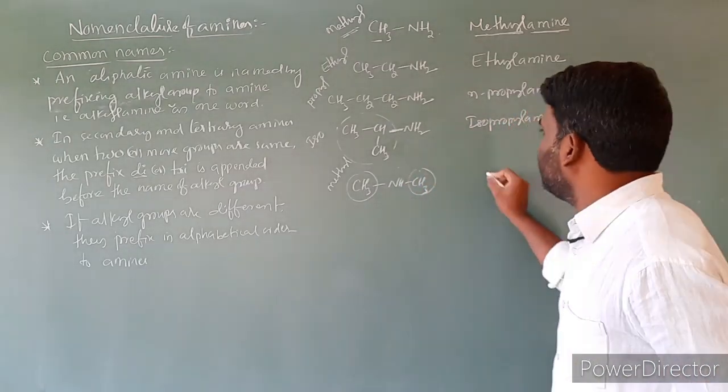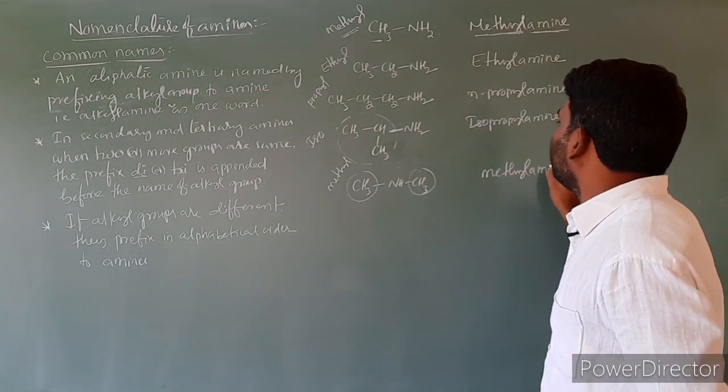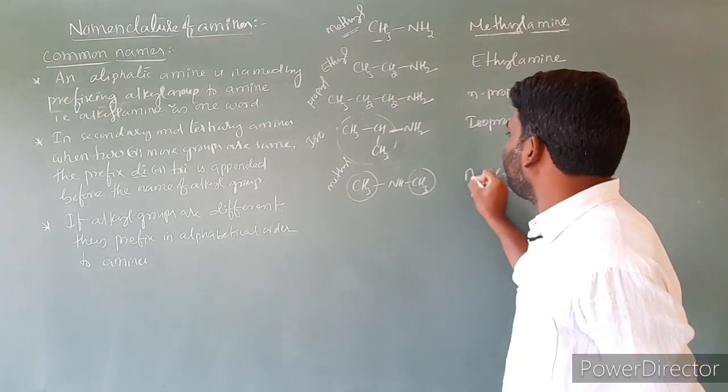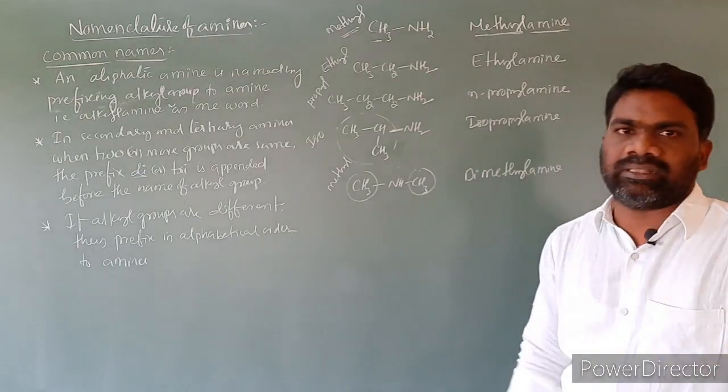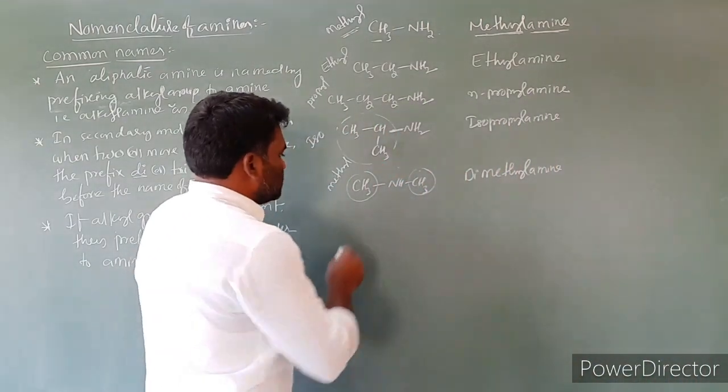Methyl, this is also methyl. Then we have to write methyl amine. How many same is there? 1, 2. So we have to write dimethyl amine. The name of this compound is dimethyl amine. I am taking one more example.